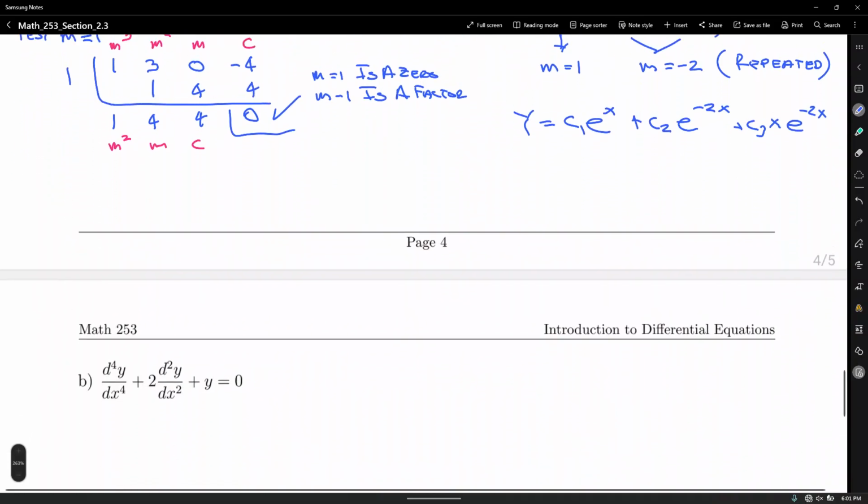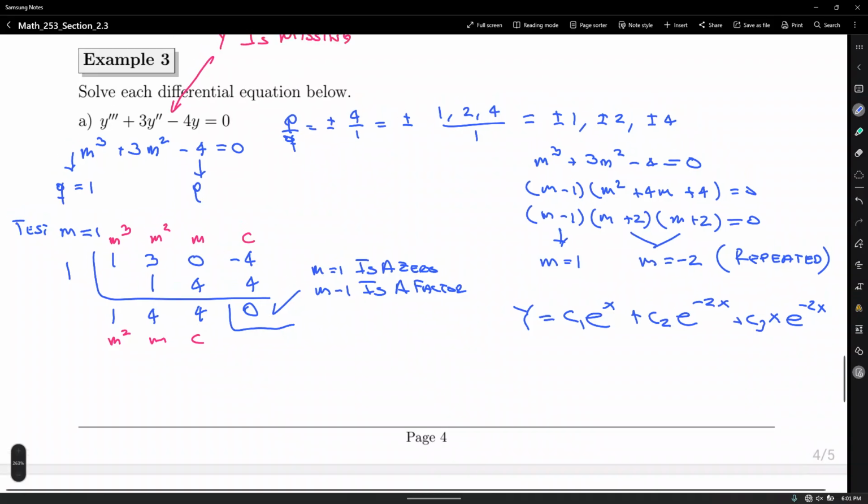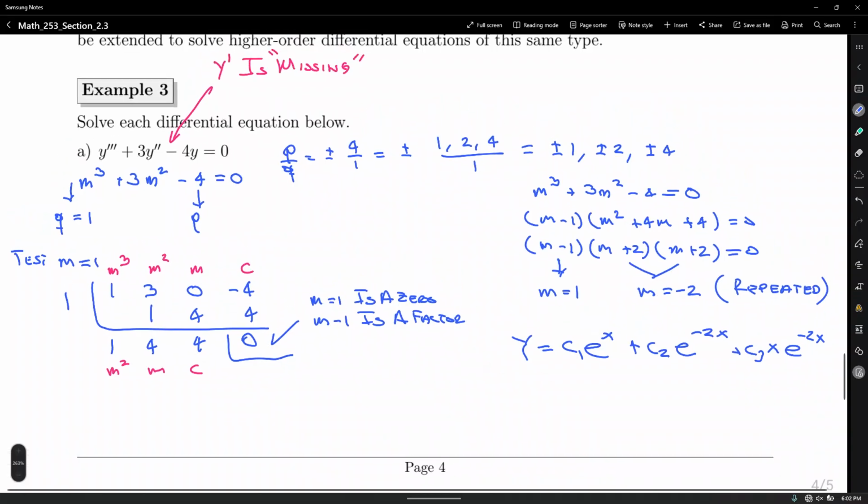Can you explain the testing of m equals 1 here? Yes. Okay, so we write the coefficients of the polynomial equation: 1, 3, 0, and negative 4. What do we do? Drop the first number, multiply with the number we're testing. Whatever you get, put it in the next column below, and then combine the numbers. That's going to give you 4.